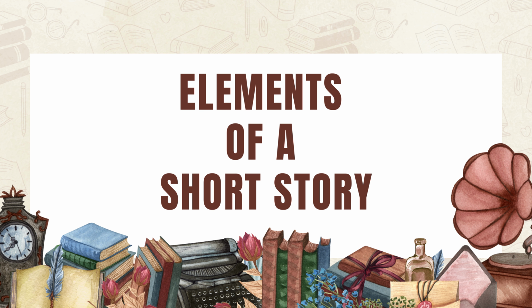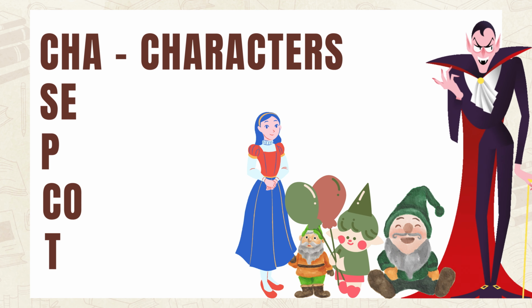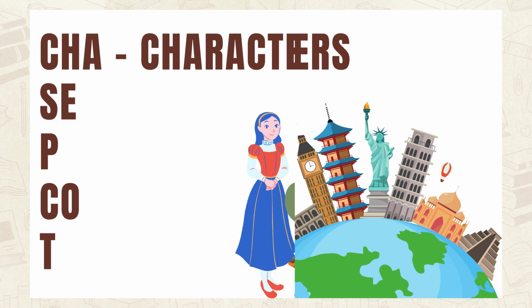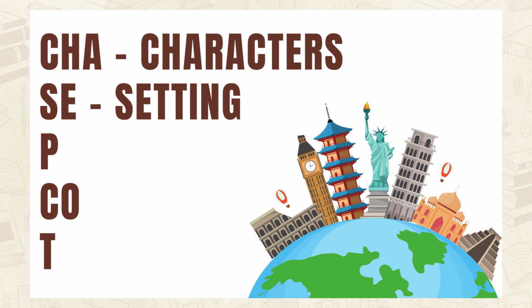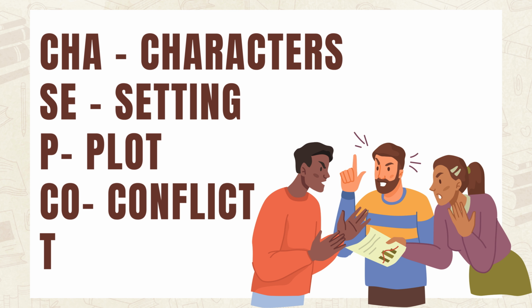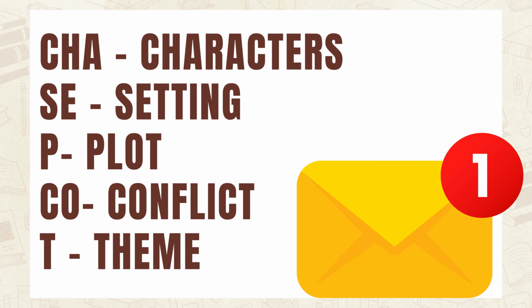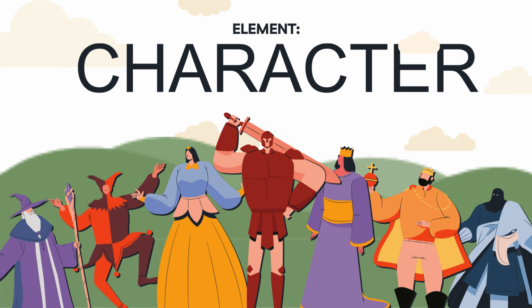We can use an acronym to easily remember it. We can say Kasepkot. Can you repeat that? Great. And what does Kasepkot mean? CHA for characters, SE for setting, P for plot, CO for conflict, and T for theme. Now, let us explore the first element.